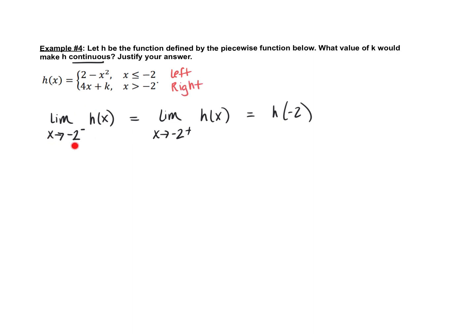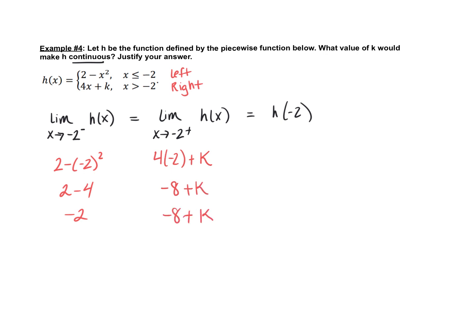So if I want to evaluate this piecewise function from the left, I'm going to use this one. So everywhere I see an x, I'm going to put in a -2. So we've got 2 minus 4, which is -2. Now the right side of the function, I'm going to use this. So everywhere I see an x, I'm going to put -2. So we're going to leave the k alone. So 4 times -2 plus k. So we can make this -8 plus k. Just for simplicity, I'm going to follow it down.